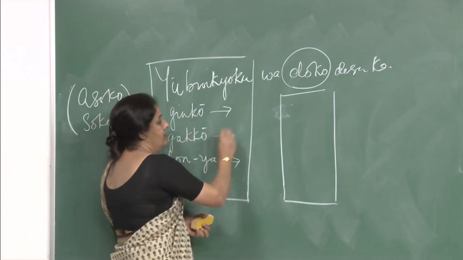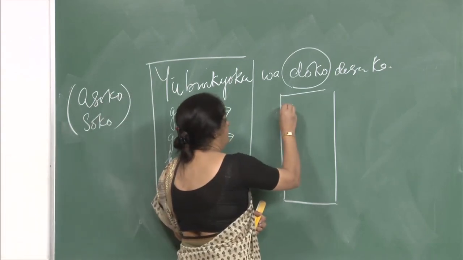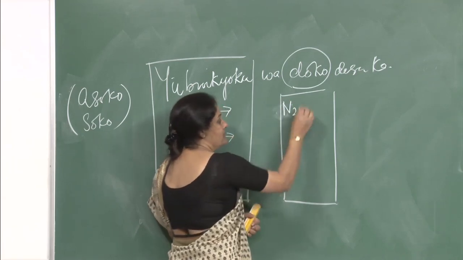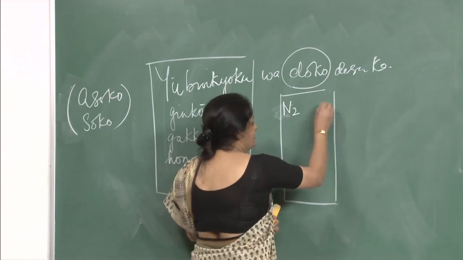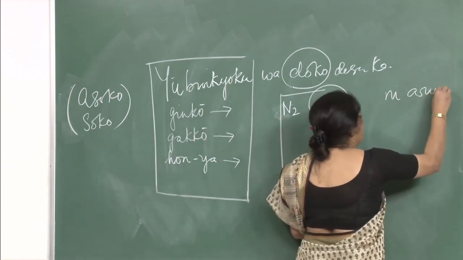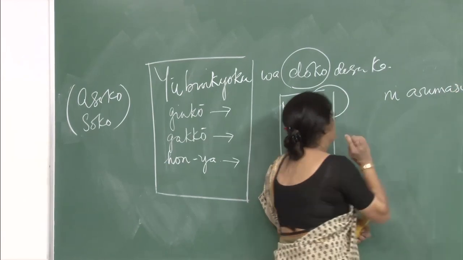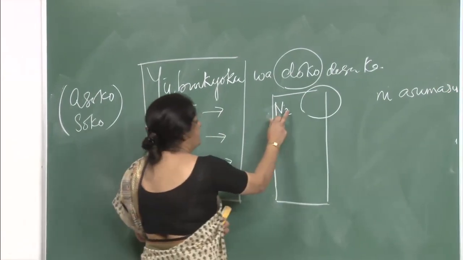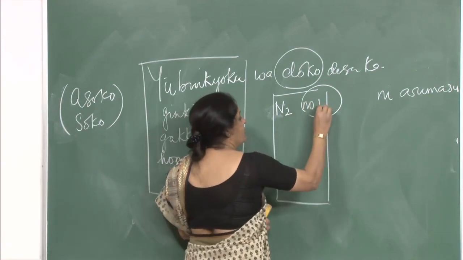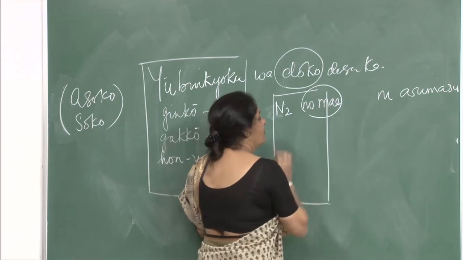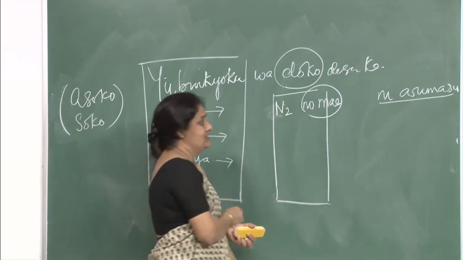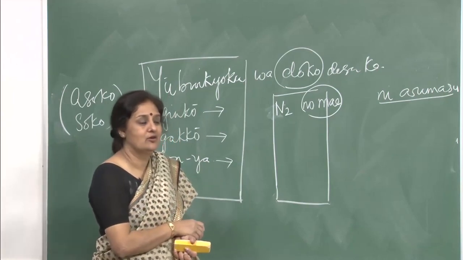Ginko wa, with reference to noun 2. With reference to noun 2, where is it placed? Ni arimasu. Ginko wa noun 2 no mai. No mai ni arimasu. Ni arimasu, you've just done. Ni arimasu means it is present at that point.